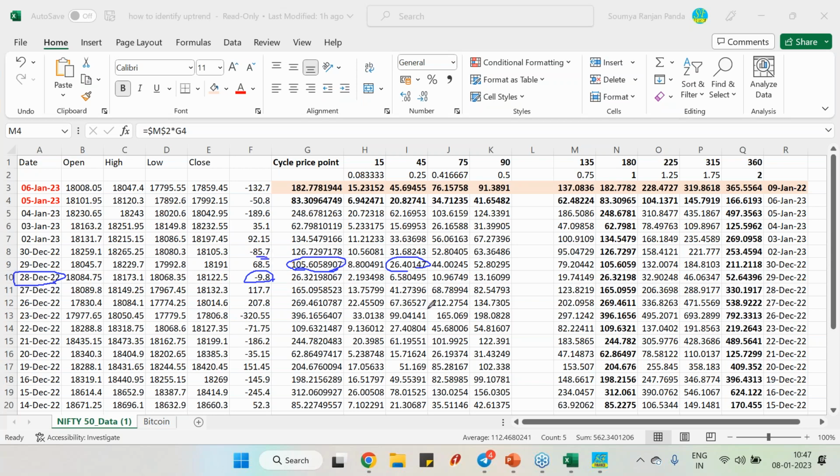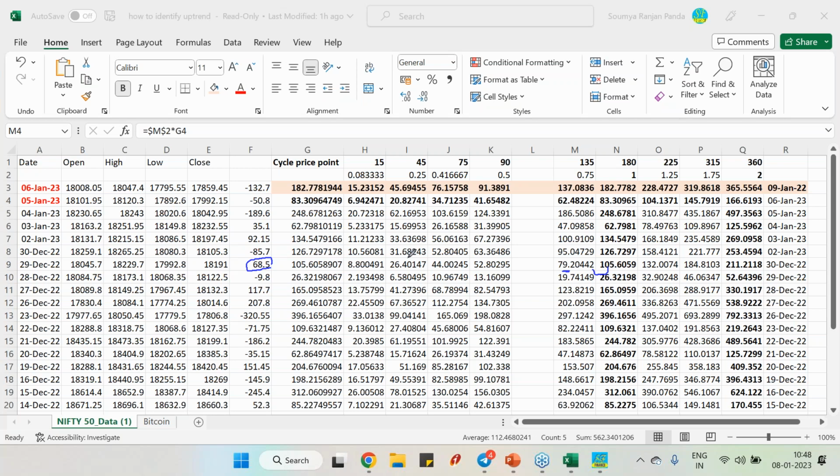So the total cycle price point was 105. So it has not gone by 105, it has given only 85 points. So come here, look at here, 68 points on 29th of December, it has given 85, means slightly 135 it has gone, and here it has ended. Though it is a major trend cycle, you still focus on 45 degree, meaning plus 31 or 32 points, you can identify the uptrend or downtrend.